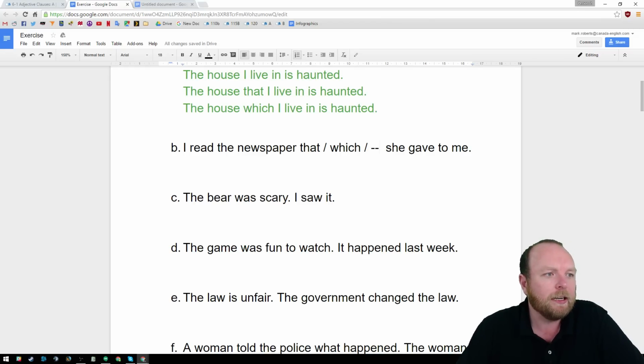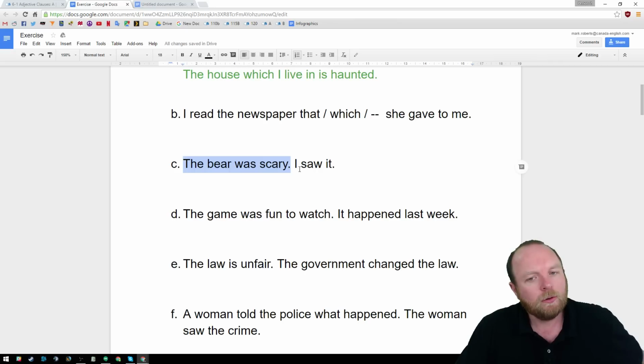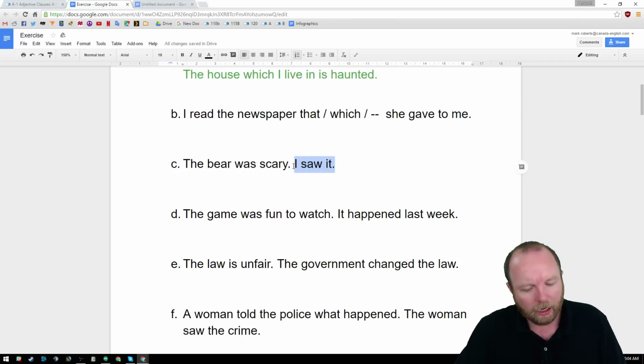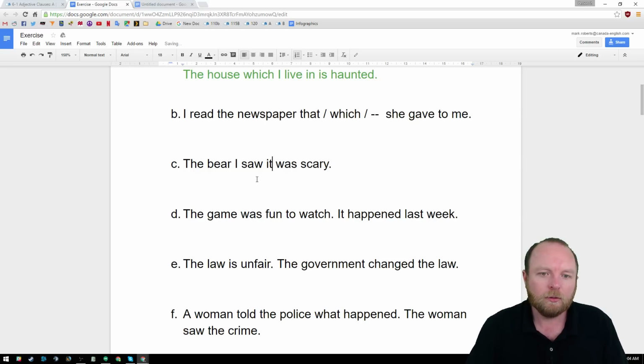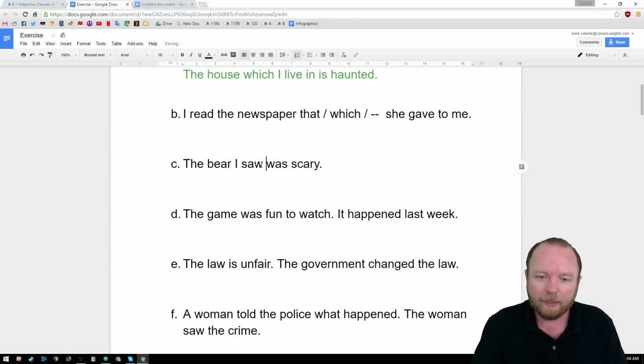Farman, you did the same mistake. You wrote it. Okay. All right. The bear was scary. I saw it. Right? So this information describes bear. Which bear? Right? Second rule, don't say the thing 2 times. So we remove this. The bear I saw was scary.